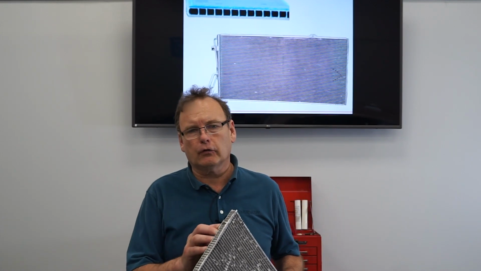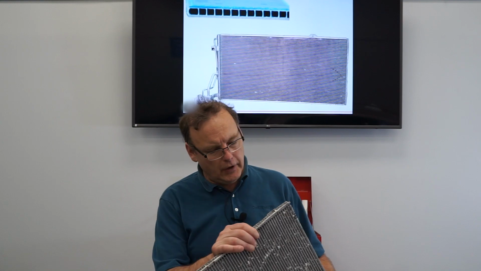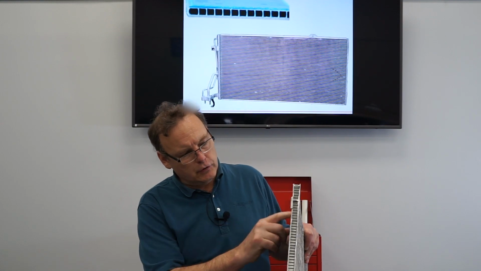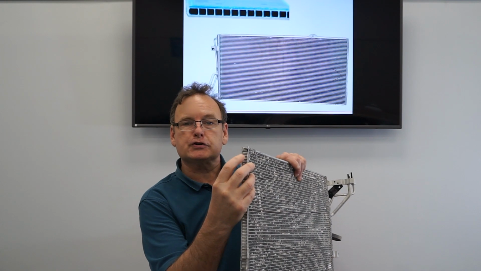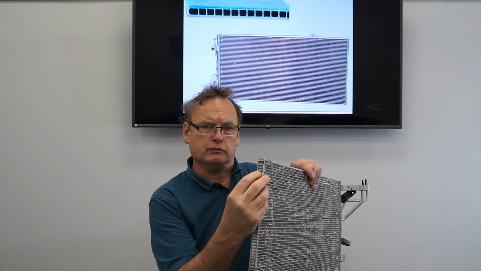Very often during our air conditioning training classes, the question comes up as to why we can't flush a condenser when we have a catastrophic compressor failure? Well, the reason lies in how the internals of the condenser are constructed. If you'll notice, with these tubes, each one of these tubes is actually divided into much smaller micro tubes.